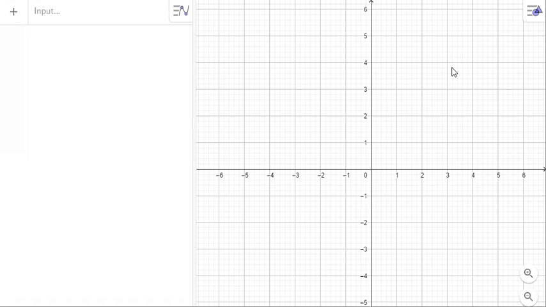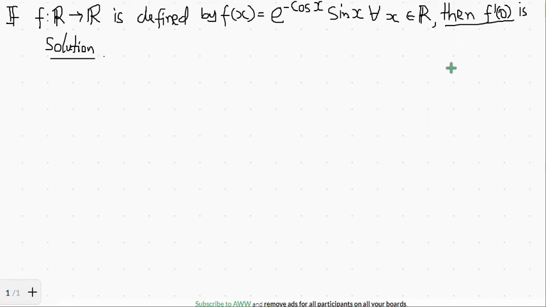So what you see on my screen right now is GeoGebra. We use GeoGebra to solve it geometrically and relate the answer to see if what we arrive at using the algebraic approach is the same thing as what we get using GeoGebra. Right, so now let's go ahead and solve the question.